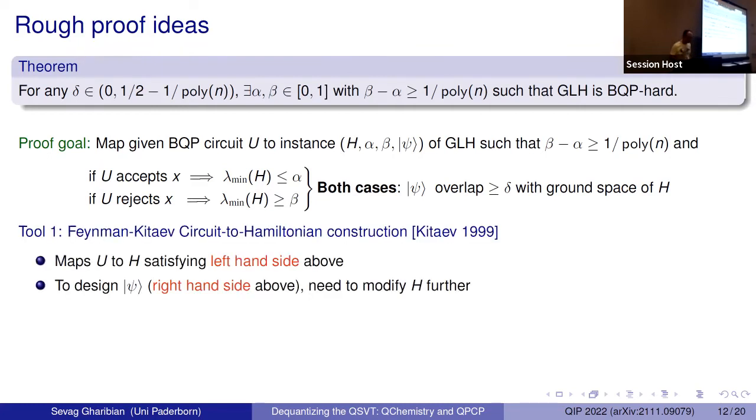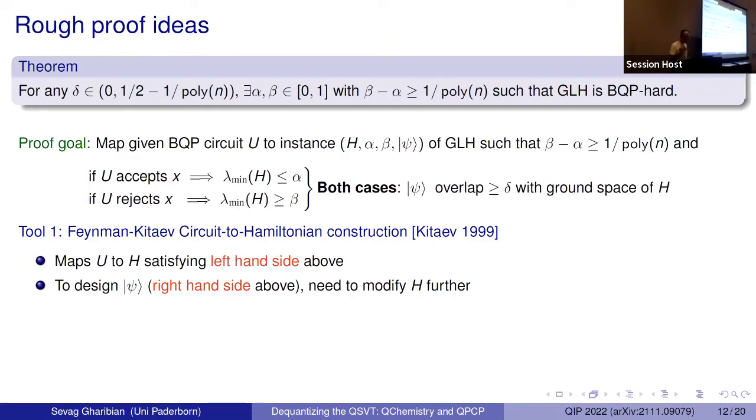In particular, Kitaev, with his celebrated quantum Cook-Levin theorem, basically his circuit Hamiltonian construction literally gives you this. That's done. You just plug it in. The additional challenge in our case, of course, is the right side here, which is that we also need to have a guiding state that has good overlap in both the yes and the no cases with that ground space. And so we need to modify this construction a bit more.